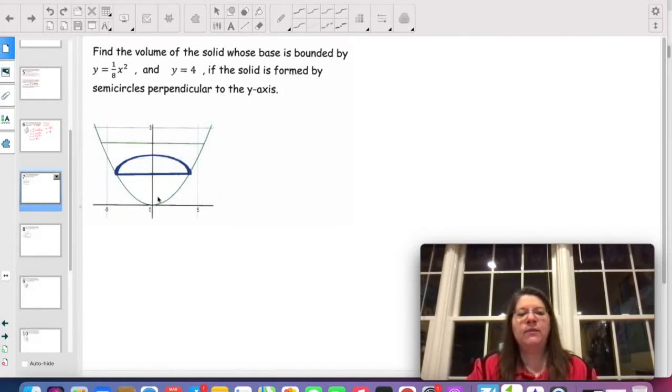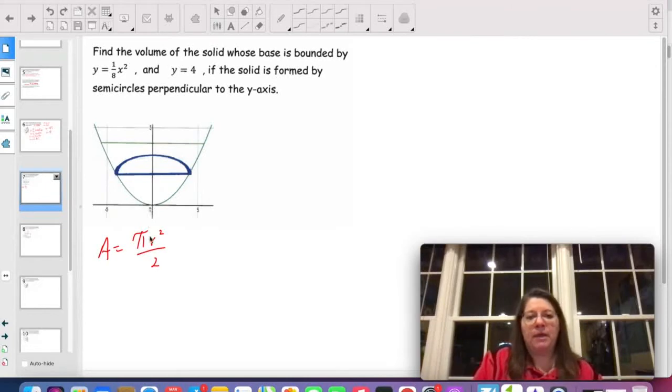So we're finding the volume. This time we have semicircles and they are perpendicular to the y-axis. Now remember, if it's perpendicular to the y-axis, then we need to get x by itself to figure out what the length is here. Now, another thing we need to remember is the area for a semicircle. Remember, the area for a circle is pi r squared, so a semicircle would be pi r squared over 2.